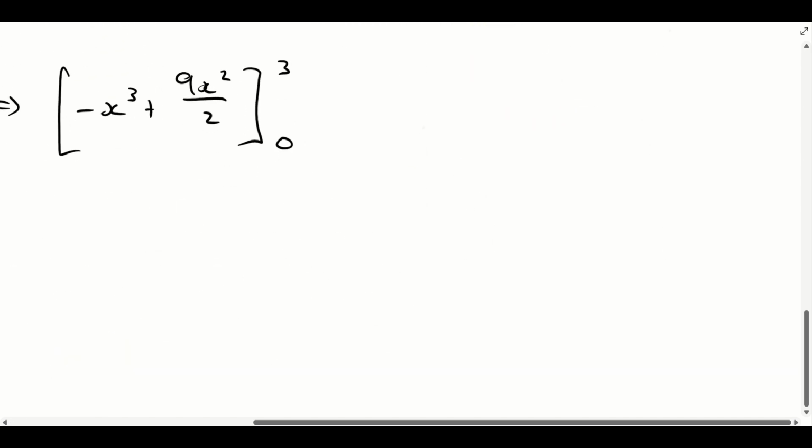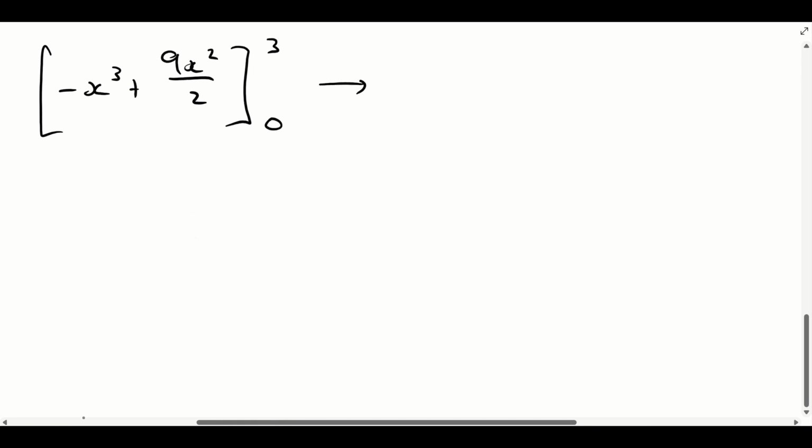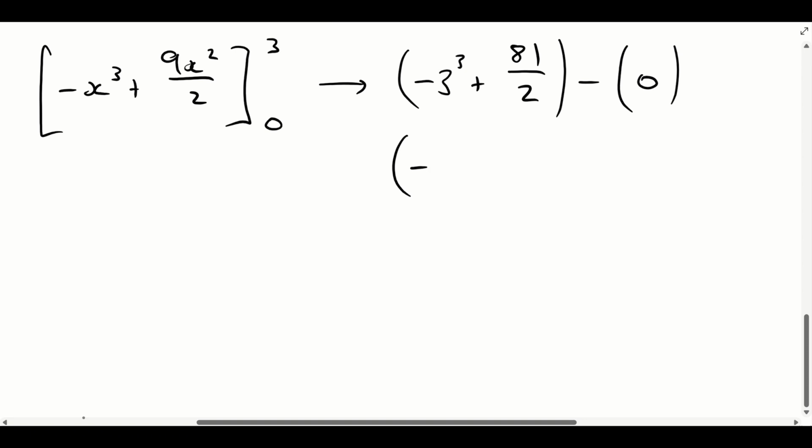So we just come down here and we crunch this definite integral like we've been doing lots of practice on now. So we just bring that 3 in. So negative 3 cubed plus 9 times 3 squared is just going to be 81 divided by 2. Subtract, well, when I put my 0 in, I'm just going to get zeros. So I just subtract 0. Nothing happens there.